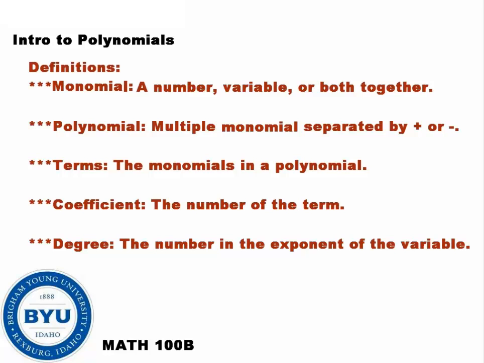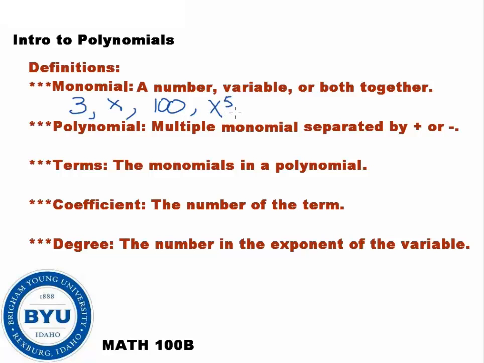We're going to start with definitions here. Before we do anything, we should probably define what a monomial is. A monomial is any number, variable, or any combo of a number and a variable. For example, the number 3, that's considered a monomial. A variable, if we just had x, that's a monomial. We could have a bigger number, 100. We could have a bigger x, x to the 5th.